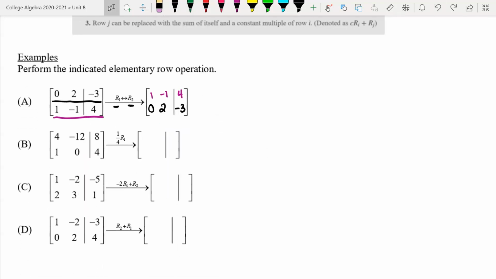So then you have 1/4 row 1. So I can take a whole row and I can multiply it by a number, a fraction, a whole number, doesn't matter. So this one we're dividing by 4. If I multiply by 1/4, that's the same as dividing by 4. So I'm going to say same as dividing by 4. But notice I'm only doing it to row 1. So that's going to become 1, -3, and 2. Row 2 is not going to change because I didn't change anything in row 2. I just changed row 1.